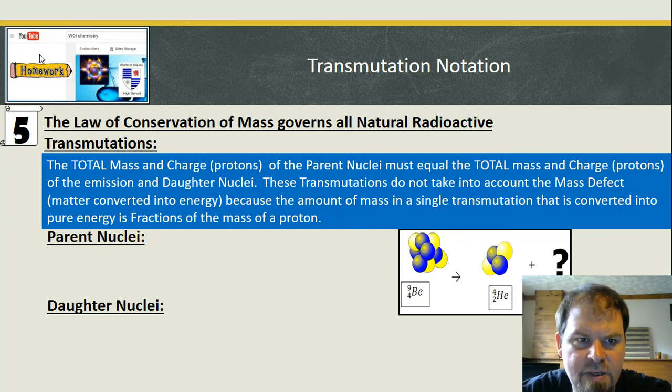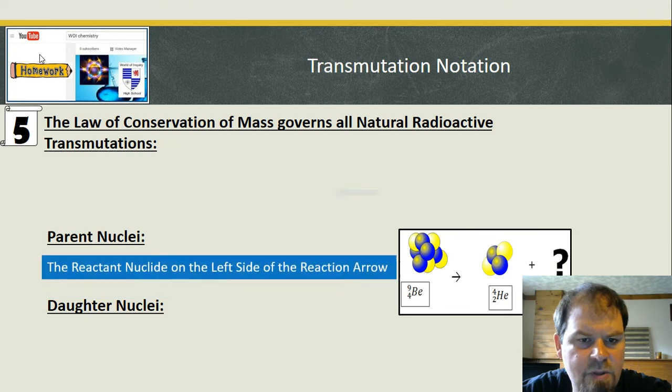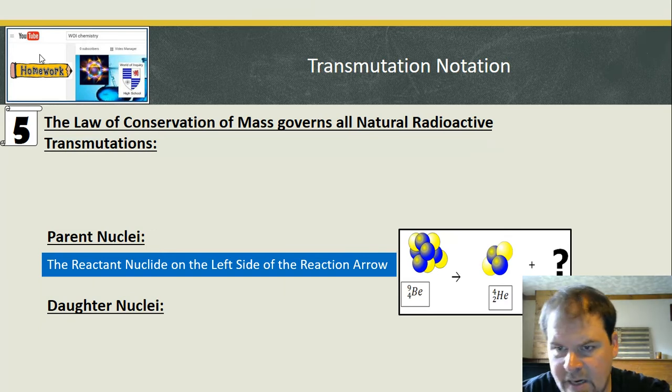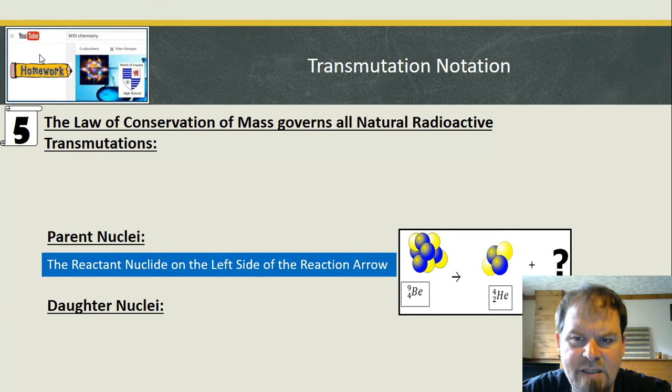I'm not going to read the whole thing because that's kind of a waste of your time. Parent nuclei is the reactant side, or the left-hand side of the arrow. You can see in this little picture, even though it's behind my screen a little bit, that it's beryllium with a mass of 9. It's got 4 protons, right? 4 blue dots. It's got 5 yellow dots in there somewhere, right? And then it's going to turn into a helium with a mass of 4 and 2 protons.